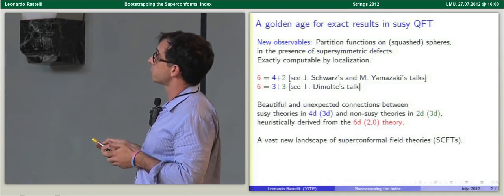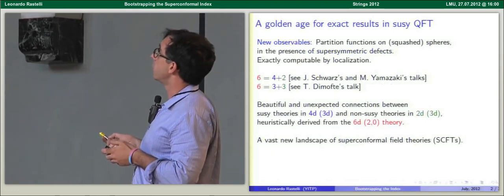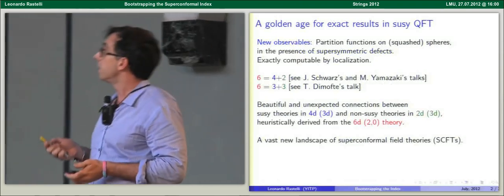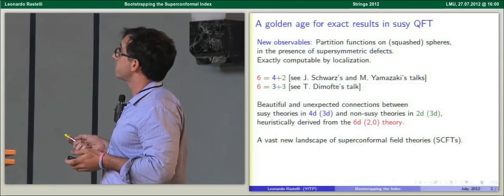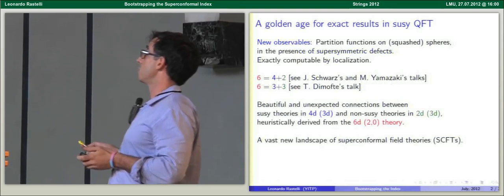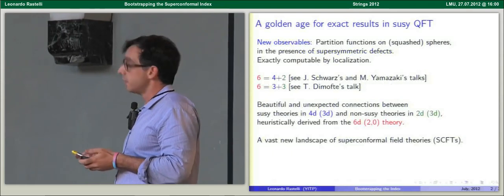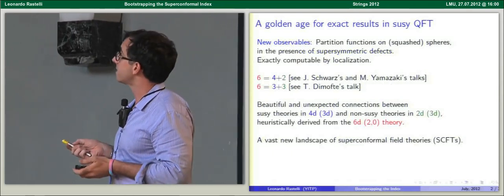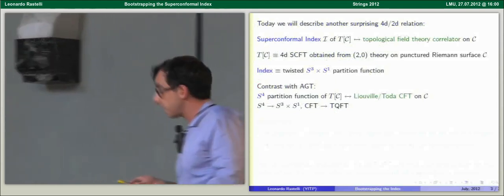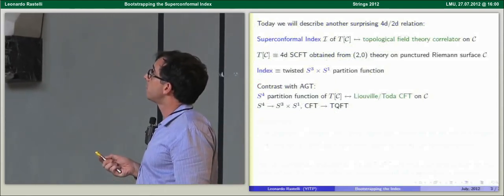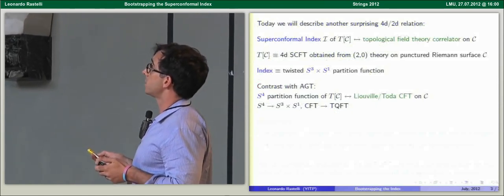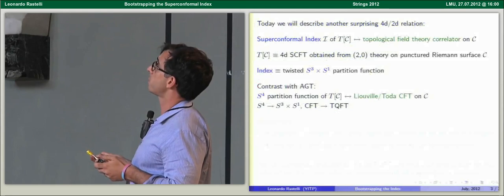In my talk, we will focus on 4 dimensions, and non-supersymmetric theories in 2 dimensions, which, at least heuristically, stem from the existence of this unique (2,0) theory in 6 dimensions. And we have really discovered a really vast landscape of new superconformal field theories.